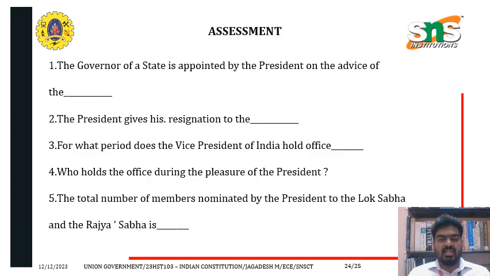So let's have the assessment quickly. The governor of the state is appointed by the president on the advice of dash. Next question, the president gives his resignation to the dash. For what period does the vice president of India hold office? Next question, who holds the office during the pleasure of the president? The next question, the total number of members nominated by the president to Lok Sabha and Rajya Sabha each. So these are all the assessment questions.